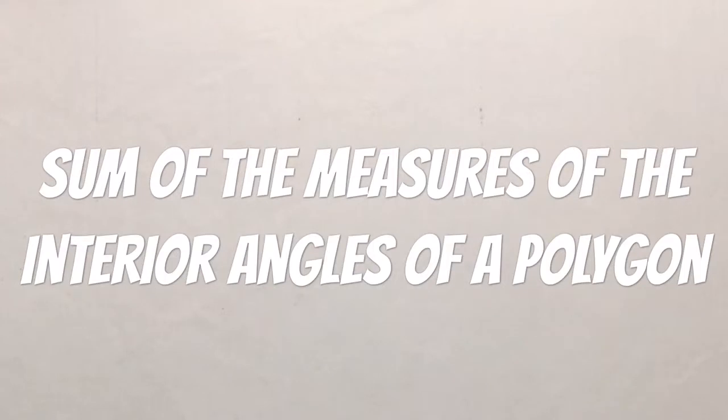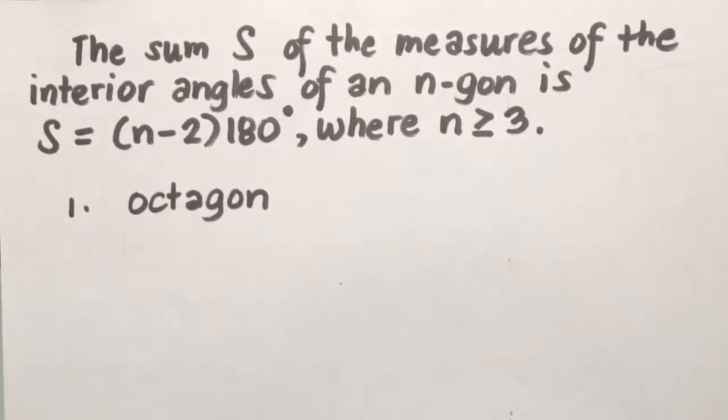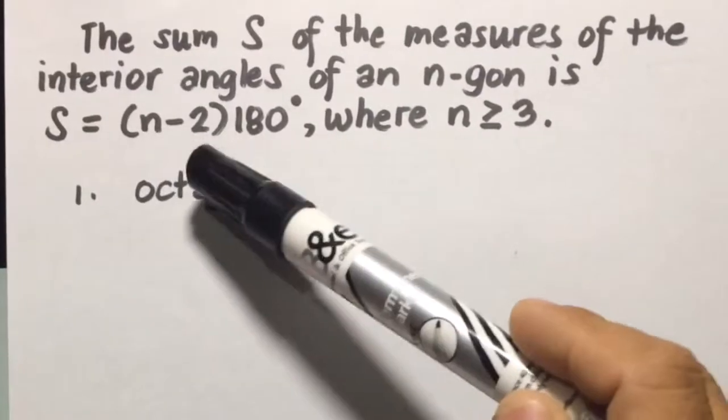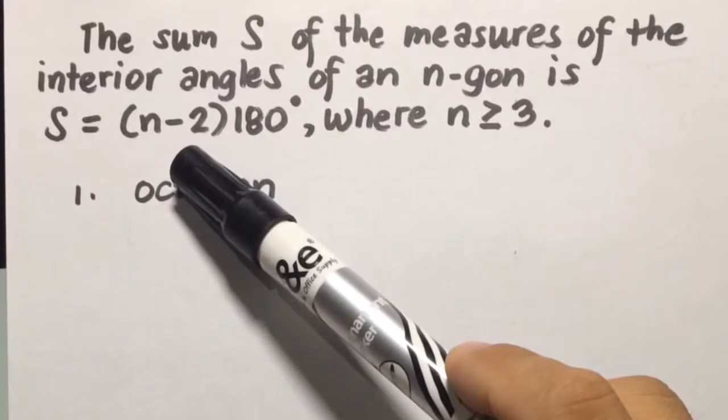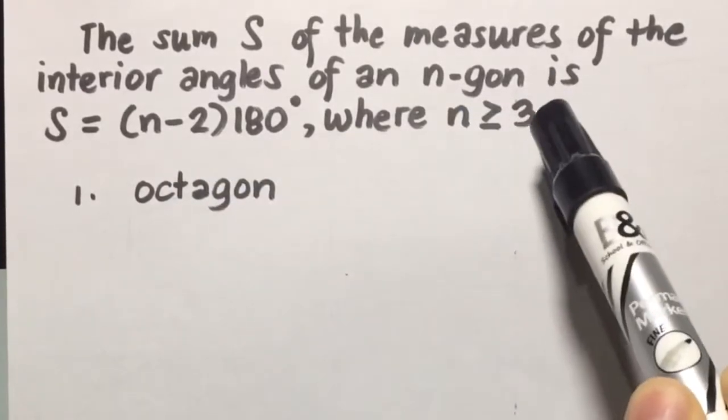Hi guys! In this video, I'm going to discuss the sum of the measures of the interior angles of a polygon. The sum, given by S, of the measures of the interior angles of an n-gon is S equals the quantity of n minus 2 times 180, where n is greater than or equal to 3.